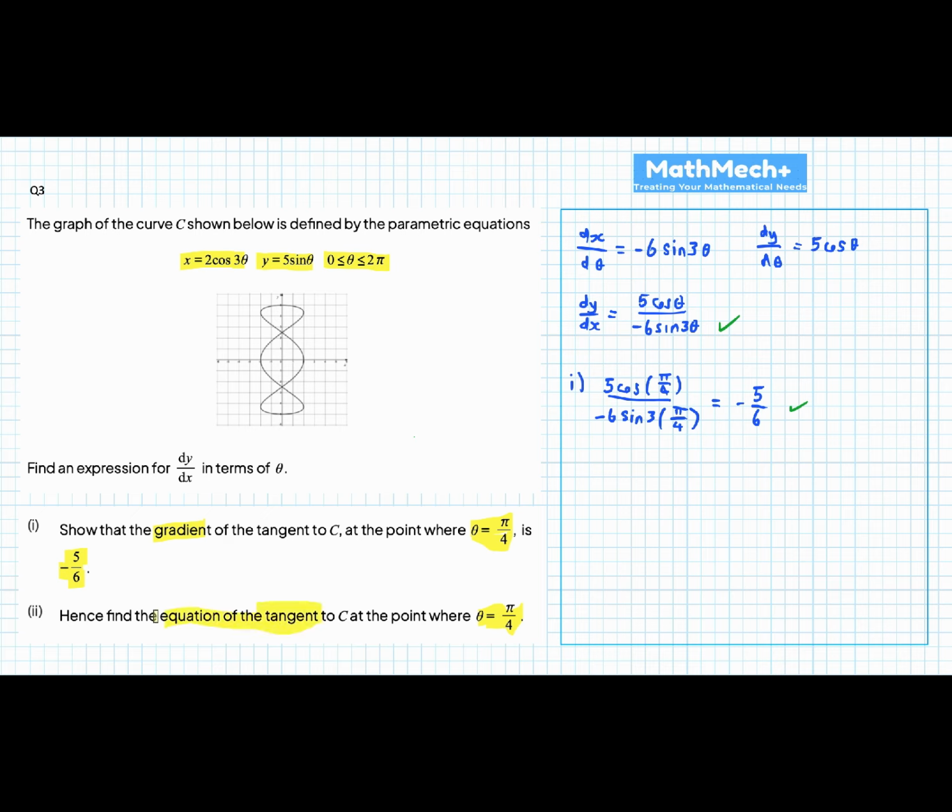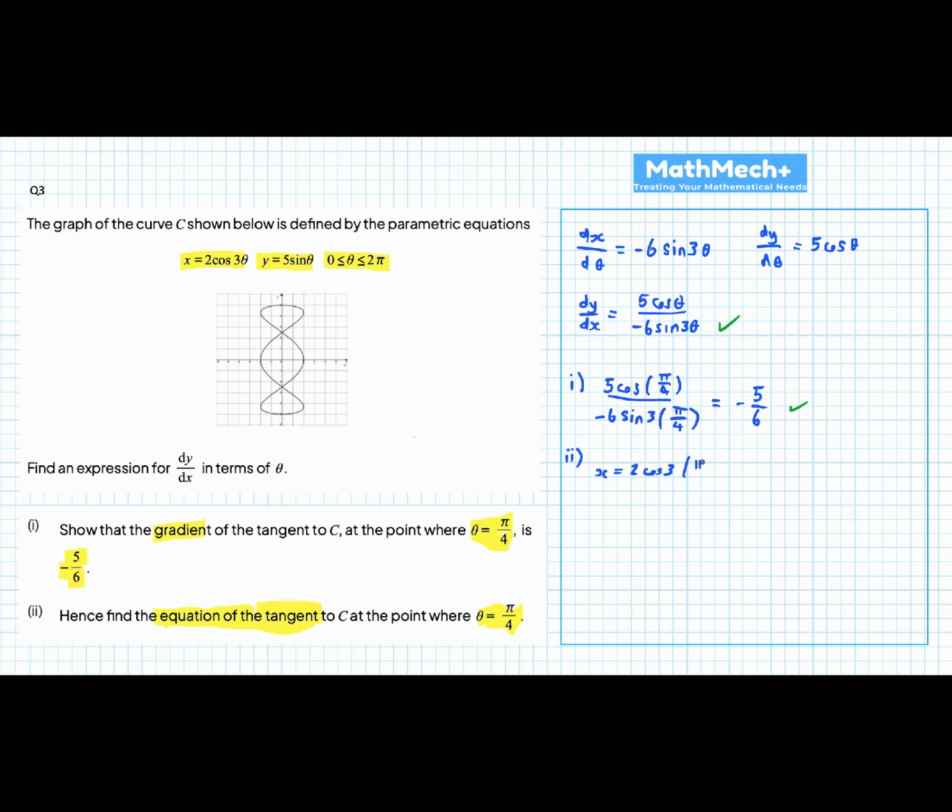Okay, we showed that, and now hence. Hence, of course, also means usually using the previous part of the question. Hence, find the equation of the tangent. Your equation is y minus y1 equals m, brackets x minus x1. So we need to find an x and a y value. We're going to plug theta back into our original parametric equations.